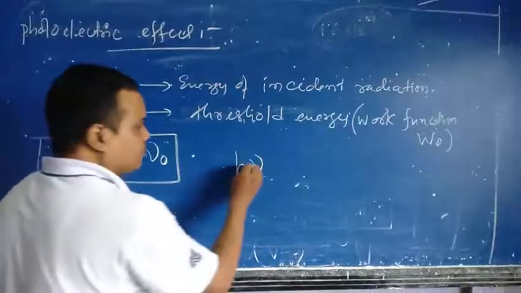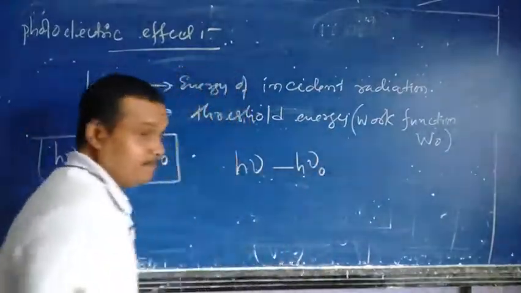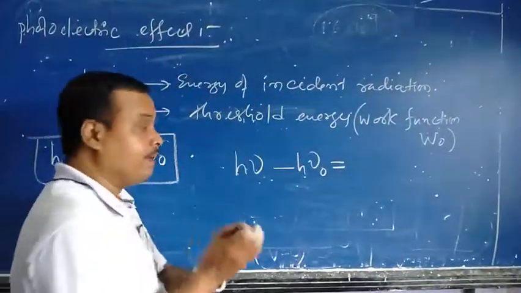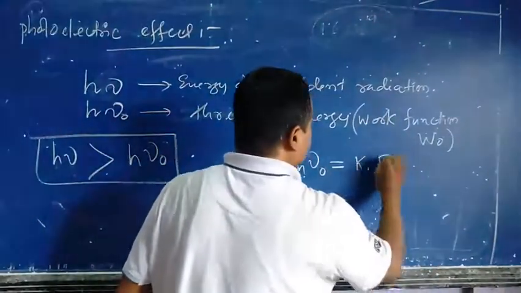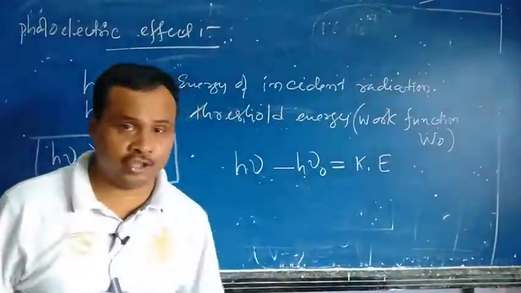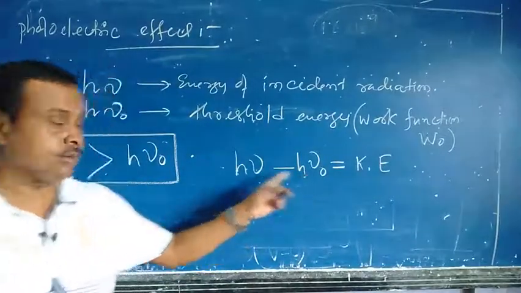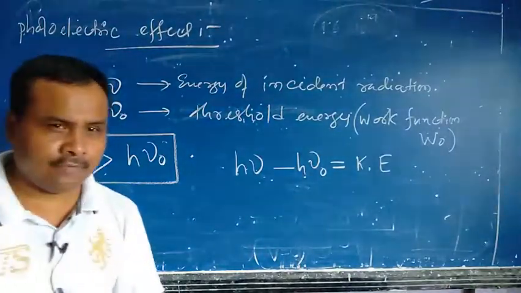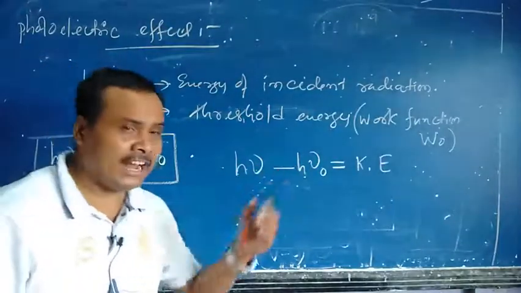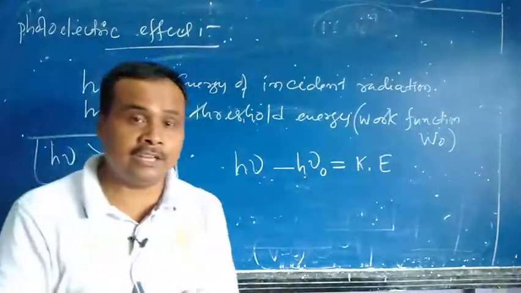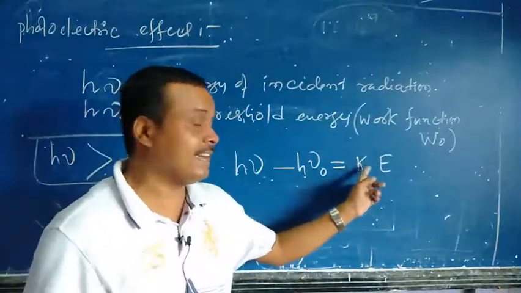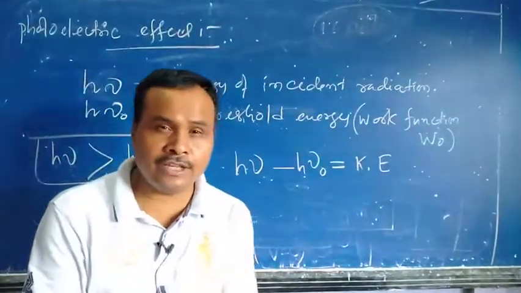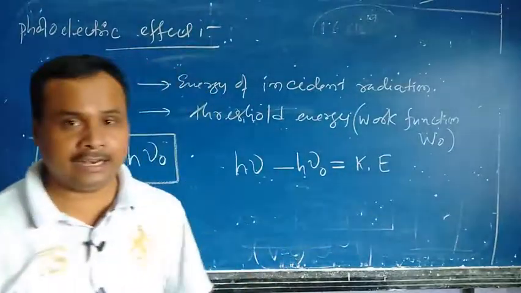So h nu जब h nu naught से ज्यादा है, तब दोनों के बीच में क्या होगा? Energy difference होगा. h nu और h nu naught, दोनों के बीच में जितना energy difference होगा, that amount of energy gained by the ejected electron is kinetic energy. h nu greater than h nu naught, so दोनों के बीच में definite amount of energy difference है. That amount of energy is transferred to the electron as kinetic energy.